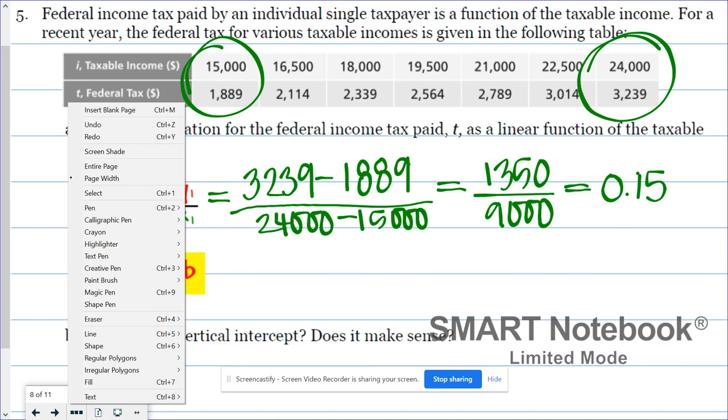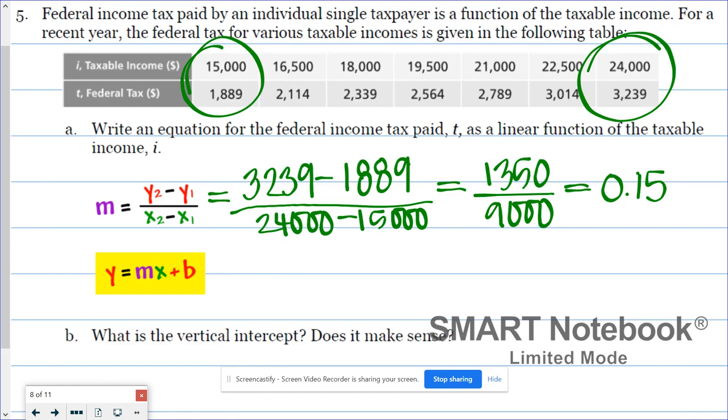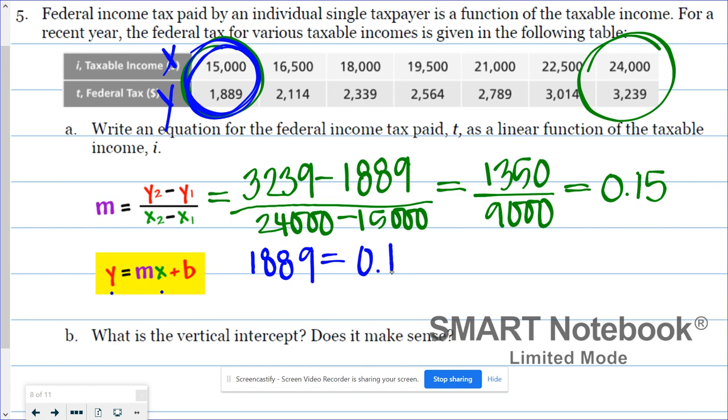For the next step, y equals mx plus b. One way you can write the equation of a line is to use the slope-intercept form and just substitute into that. So for me to do that, I need to pick a point on my table. I'll just work with that first one. And that'll be my x and y that I'm going to substitute into my slope-intercept form. So I'm going to have 1,889 is equal to my slope, the 0.15 times x, which is 15,000 plus b.